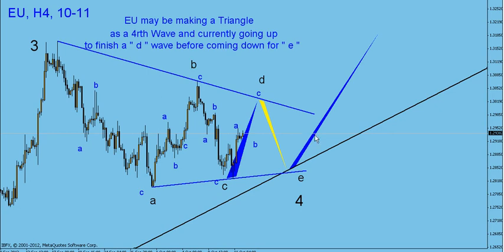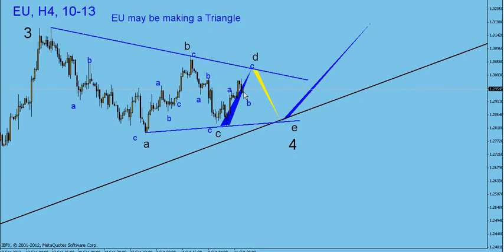So let's get started. This is euro-USD H4. I put this chart up a week ago, on October 11, saying that EU may be making a triangle as a fourth wave and currently going up for wave D. From this chart, we went up a little bit, probably 40, 50, 60, 70 pips, and then made a little dip again, but we're still hanging around the trend line, and we might still be going up. That scenario is not dead completely; it is intact.